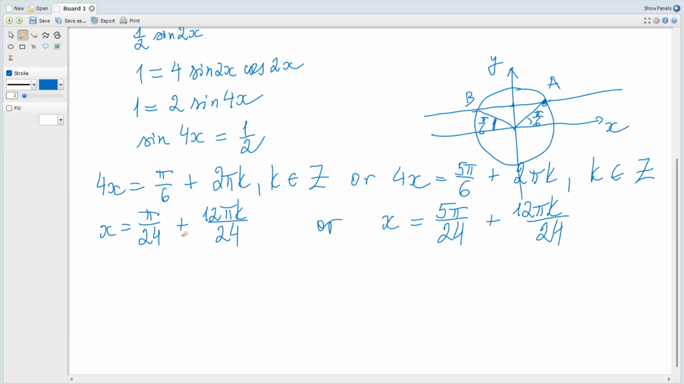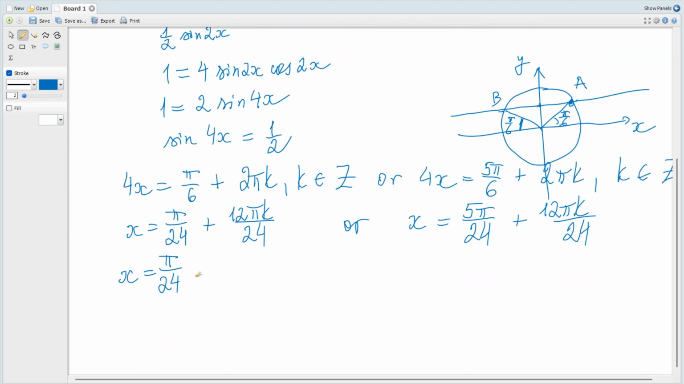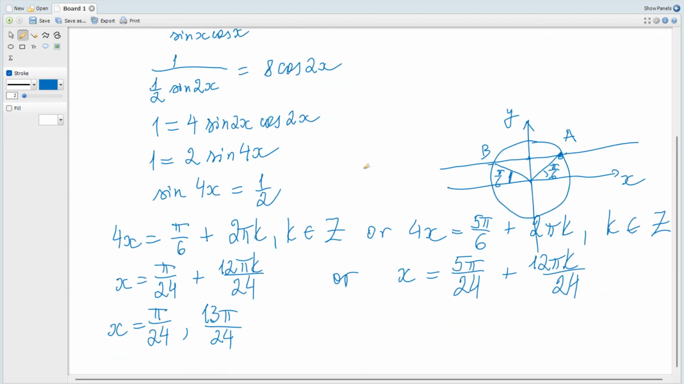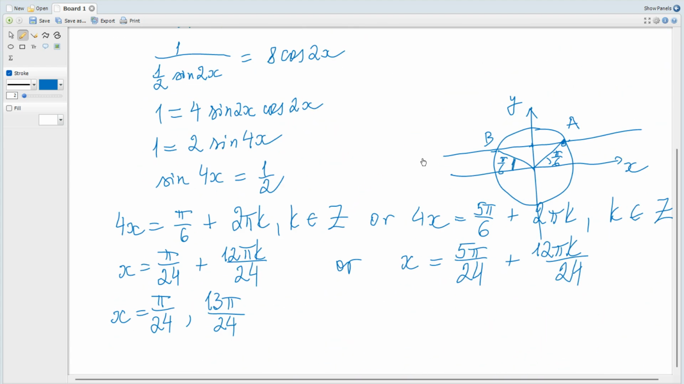When k is 0, x is pi over 24 and it's from the required region. So it's the answer, one possible solution. Then when k is 1, it's 13 pi over 24, it's also from the required region. When k is 2 or greater, it becomes greater than pi, and k also can be negative. When k is negative 1 or less, x is less than 0.